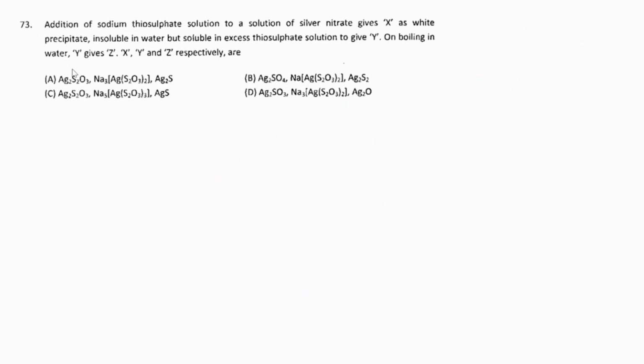Now the next question is 73, where it is said that addition of sodium thiosulfate solution to a solution of silver nitrate gives X as a white precipitate, insoluble in water but soluble in excess thiosulfate to give Y. On boiling in water, Y gives Z. Now we need to find X, Y, Z respectively. So I'm just interpreting whatever is written.